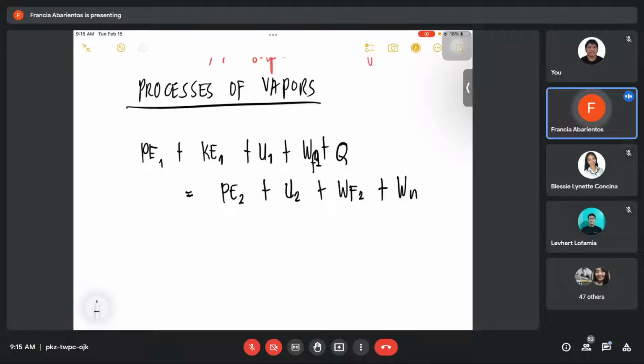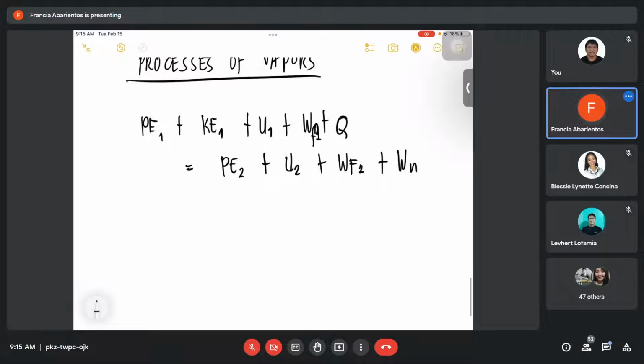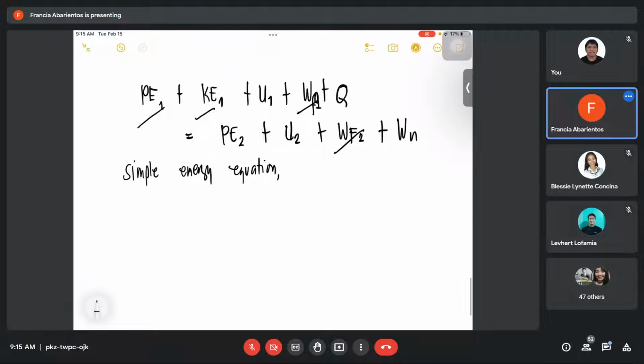So, ang pinaka-equation class dito sa processes of vapor, we use the simple energy equation. So, kadalasan, neglected yung potential energy, kinetic energy natin. The flow work at point 1 and the flow work at point 2. So, kadalasan class, we have the simple energy equation. Hindi ko na class i-derive. Andun yung derivation dito. Okay. So, we have now the Q1, we have the internal energy at point 2. Pati class yung potential energy pala neglected din. We have the internal energy plus the work of the non-flow work.